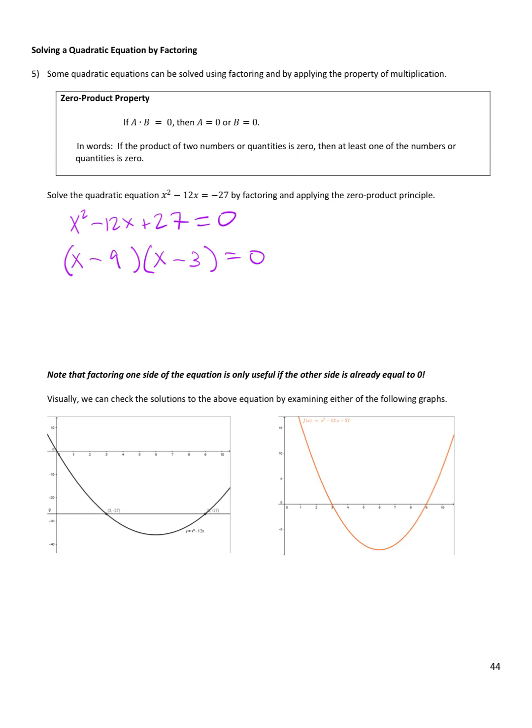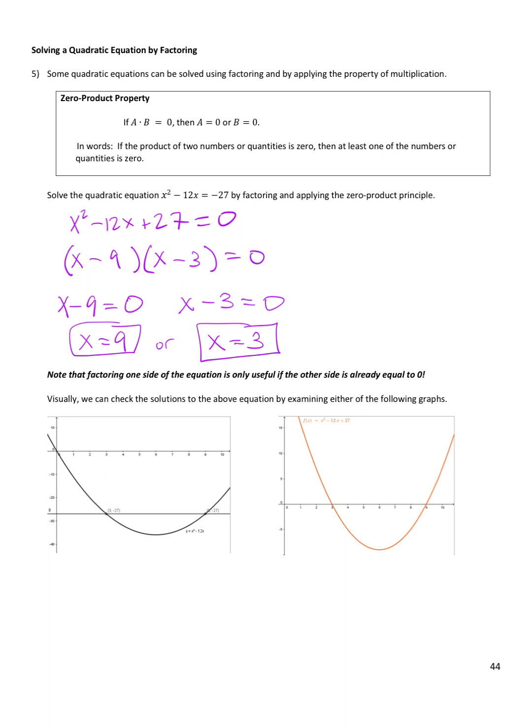Once we have it factored, I now have a product, right? This is like my a from up here, and the x minus 3 is like the b. I'm multiplying 2 things together, and I'm getting 0. The only way that can happen is if one or both of those factors are 0. So I solve these 2 things, and I get x equals 9 or x equals 3.